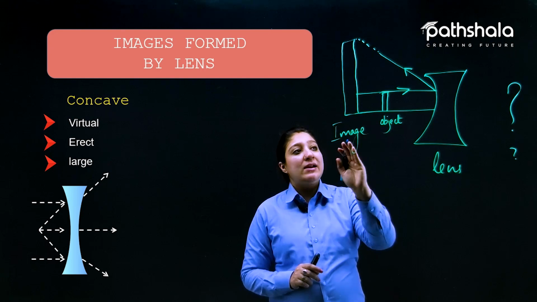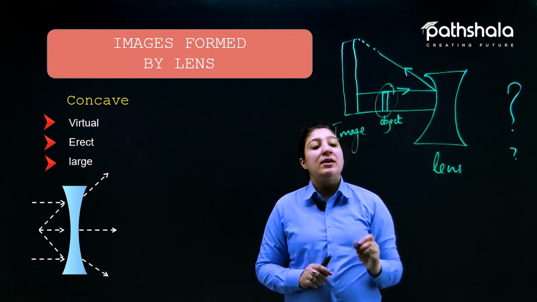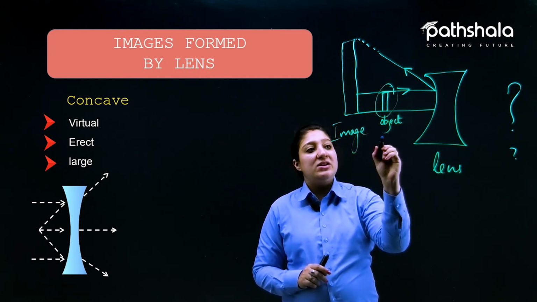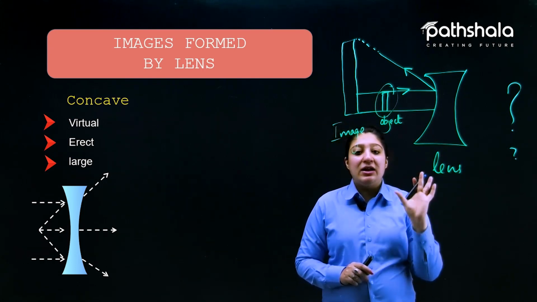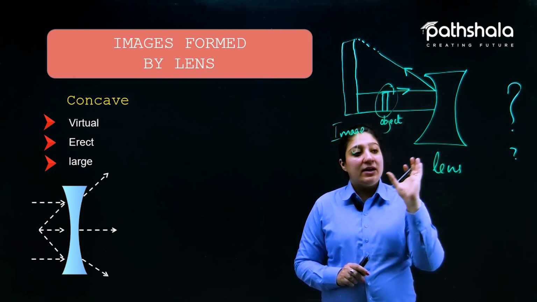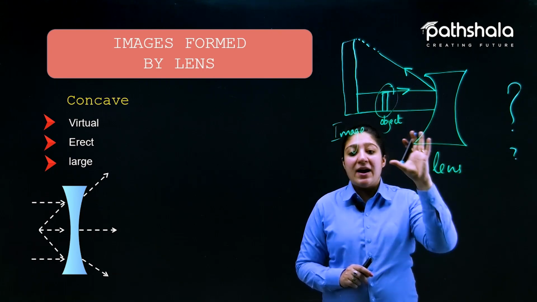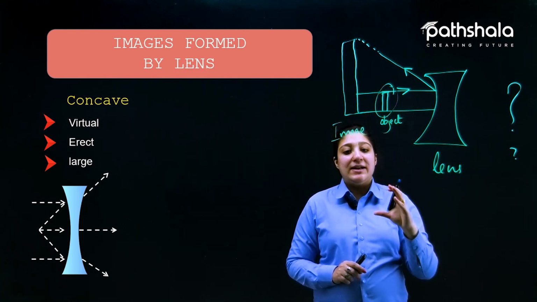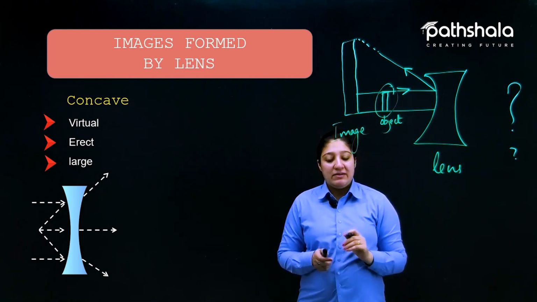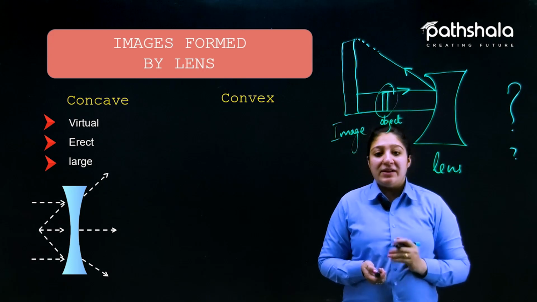And here you can clearly see the size of the image in comparison to the object is very small. So we can say that the images formed by the concave lens are diminished, very small in size. So that is about the concave lens. Now let's move to the convex lens.